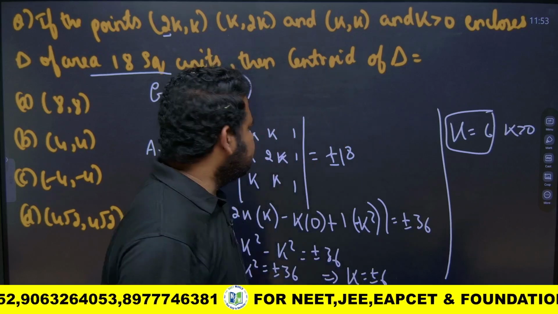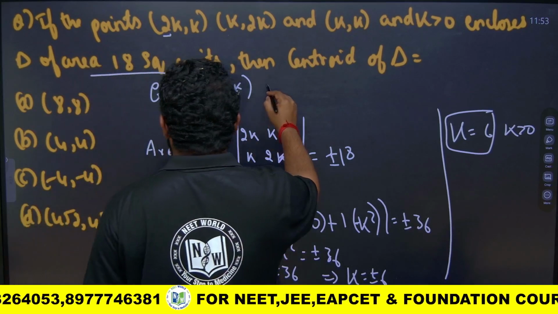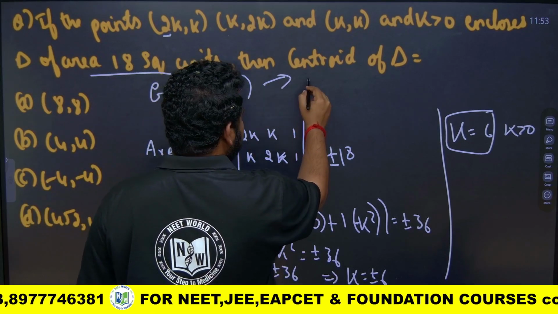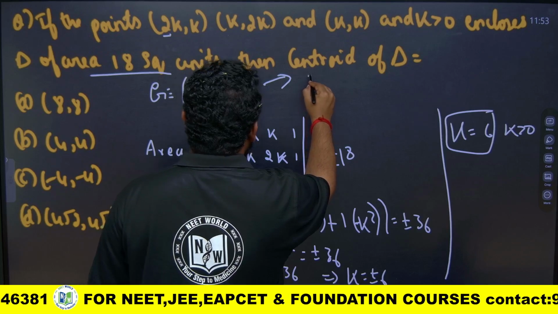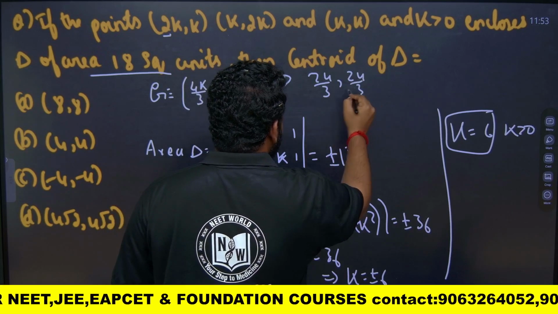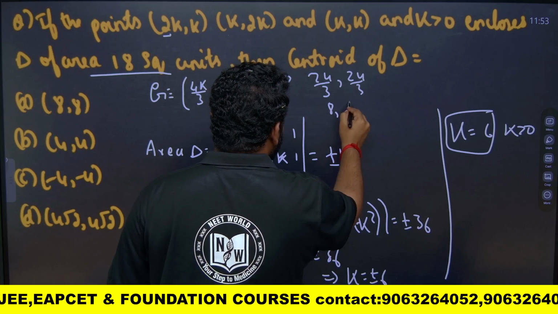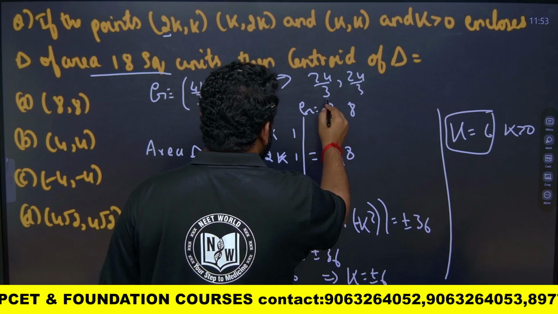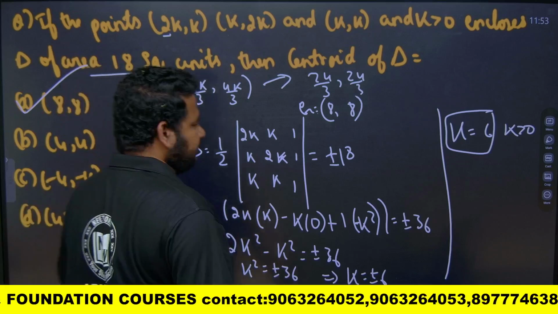Once I got k, then I can get G easily. So this will become what? This will become 4k. 4k is nothing but what? 4 into 6 is 24 by 3. This will also be 24 by 3. So centroid G will be equal to 8 comma 8. So G I will get as 8 comma 8. That is option A. Very simple question.